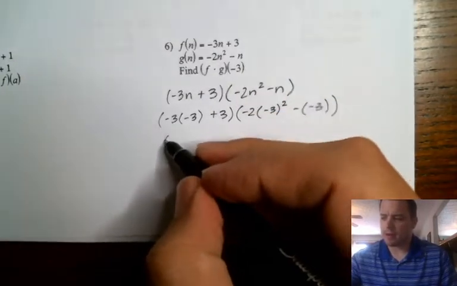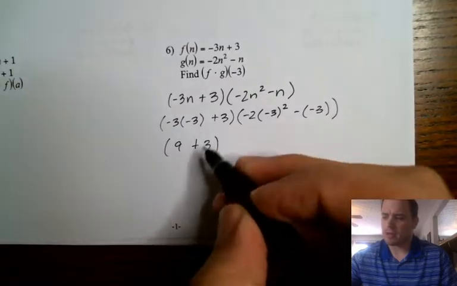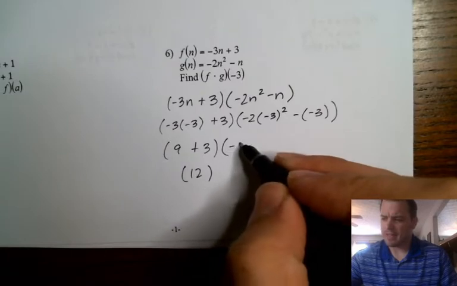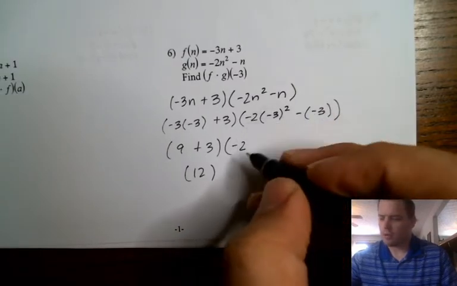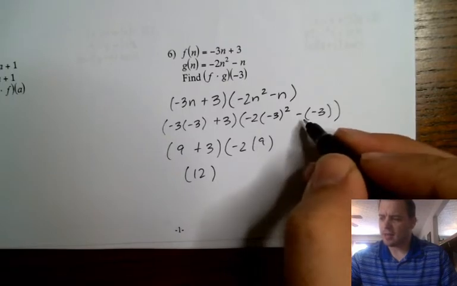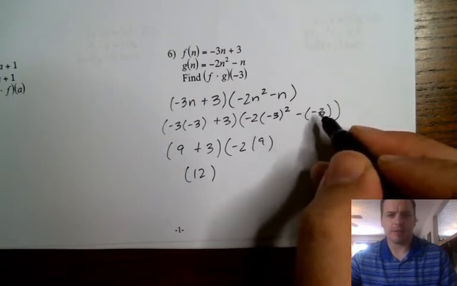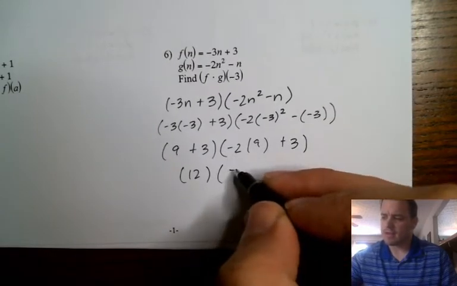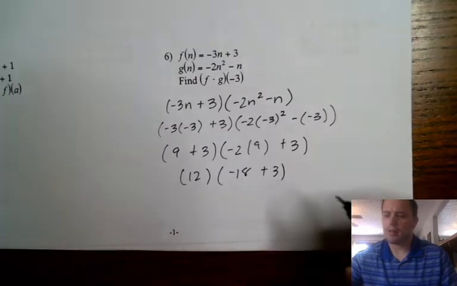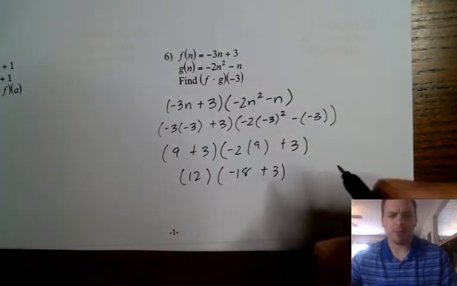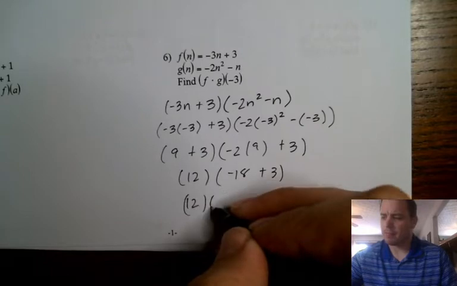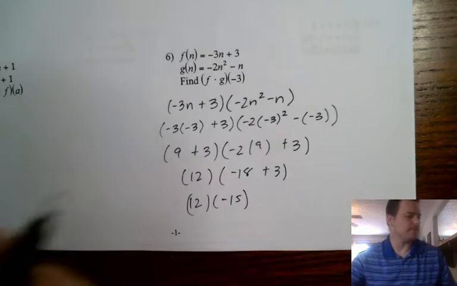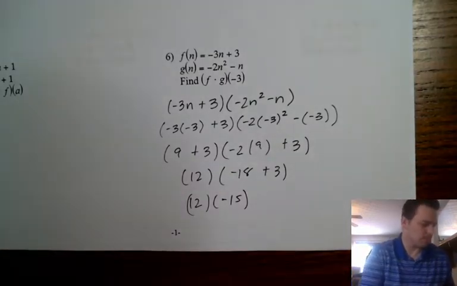-3 times -3 right here, that would be a +9 plus 3. So that goes to 12 right there. Over here, that's -2. -3 squared would be +9. And then minus a -3. -1 times -3 is a +3. And then -2 times 9 is -18 plus 3. -18 plus 3 would be -15. And 12 times -15 would be -180.